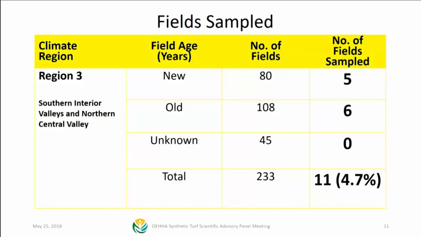Region 3, shown here, covers the southern interior valleys and northern central valley. We sampled a total of 5 new fields and 6 old fields in this region. We did not sample any fields from the unknown age group. The total number of fields sampled in Region 3 was 11, or 4.7% of all the fields in Region 3. Again, we oversampled in the old field category by 1 field.